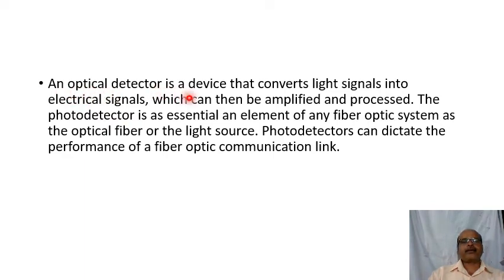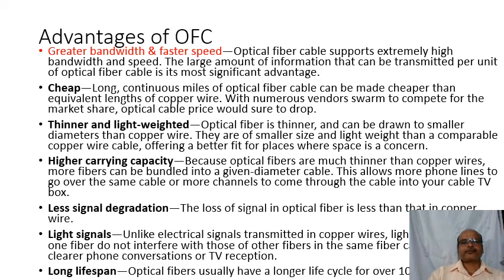An optical detector is a device that converts light signals into electrical signals, which can then be amplified and processed. The photodetector is an essential element of any fiber optic system, as is the optical fiber or the light source. Photodetectors can detect the performance of the fiber optic communication link.